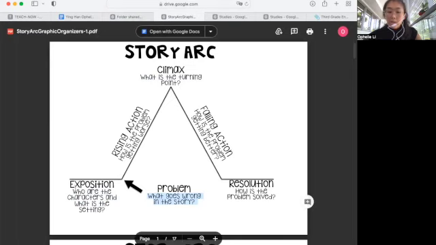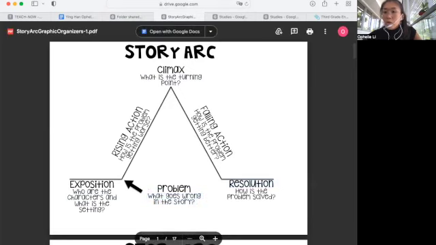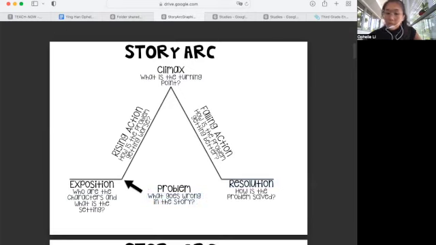Oh, okay. Exposition means who the characters and the setting are. They will need to write down the characters and the setting. For the problem, they will need to write down what goes wrong in the story. For resolution, for example, they will need to know that it means how the problem is getting solved.